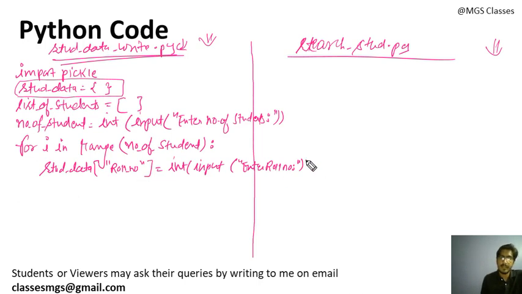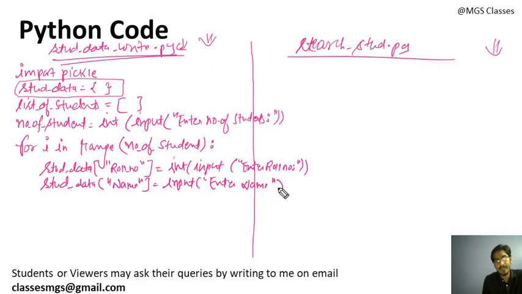Okay, now I will take the name student_data, and then name. It's a little bit big program, but it is very simple if you understand the logic. Enter name. Like this you can enter the name. You will pass only one time. You need not write the integer here, because name will be a string.